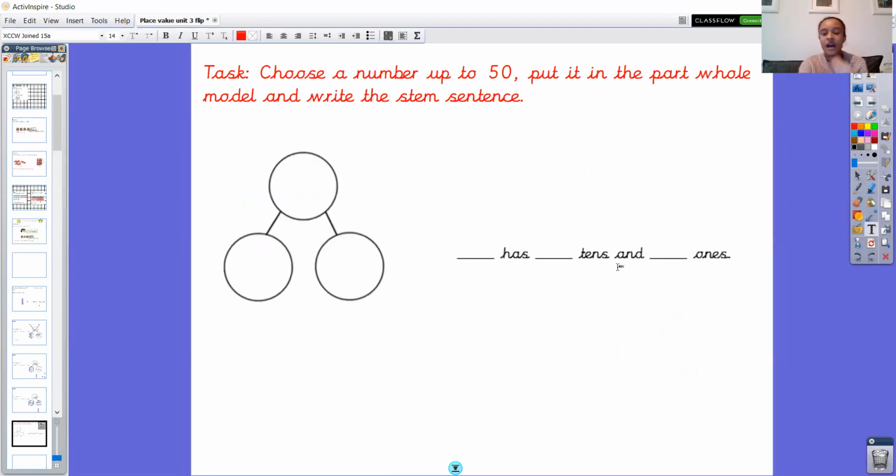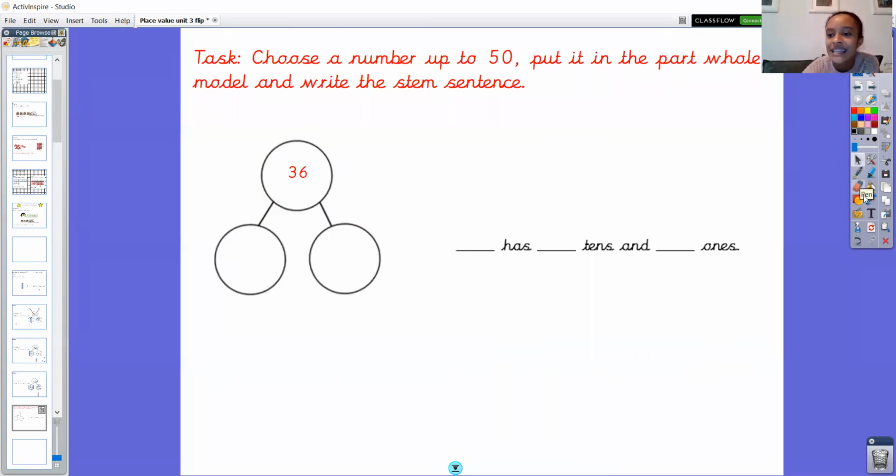And choose a number. I'm thinking I'm going to choose the number 36. Okay, so I'm going to put that in my whole. And I'm thinking now I need to represent 36. So this is where you're drawing your Deans now, okay? So I'm going to use my pen. How many tens do I need to draw? Let's draw 3 tens. 1, 2, 3.